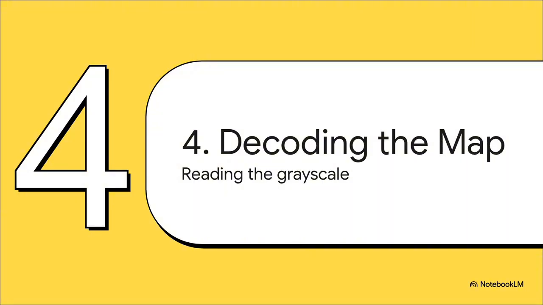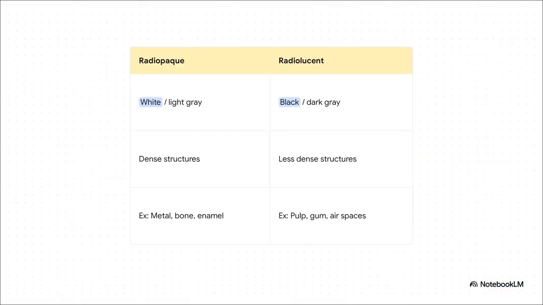The film is out, and we have our image. But, to most of us, it just looks like a collection of black, white, and gray blobs. So to really get what we're looking at, we need to learn how to read this grayscale map of the mouth. And really, it all boils down to two key words, radio-opaque and radiolucent. Radio-opaque is the dense stuff that blocks X-rays and shows up as white or light gray. Think metal fillings or your bone. Radiolucent is the complete opposite. It's the less dense tissue that lets X-rays zip right through so it appears dark or black. We're talking tooth pulp, air spaces, and gum tissue.